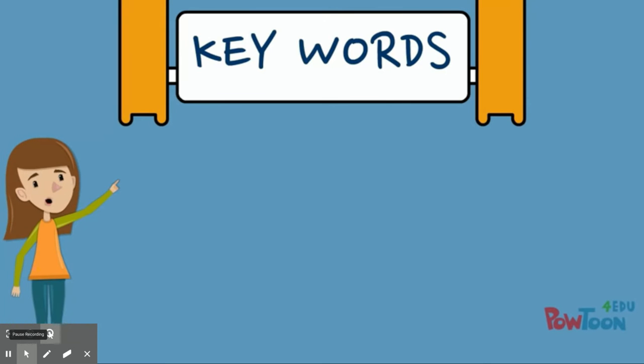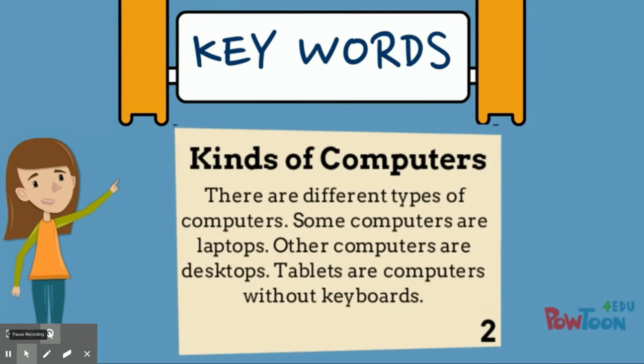First, I need to choose the keywords I want to include in my glossary. I'll look at each page and pick the most important words that are specific to my topic. Here's my first page about the different kinds of computers. It says, there are different types of computers. Some computers are laptops. Other computers are desktops.